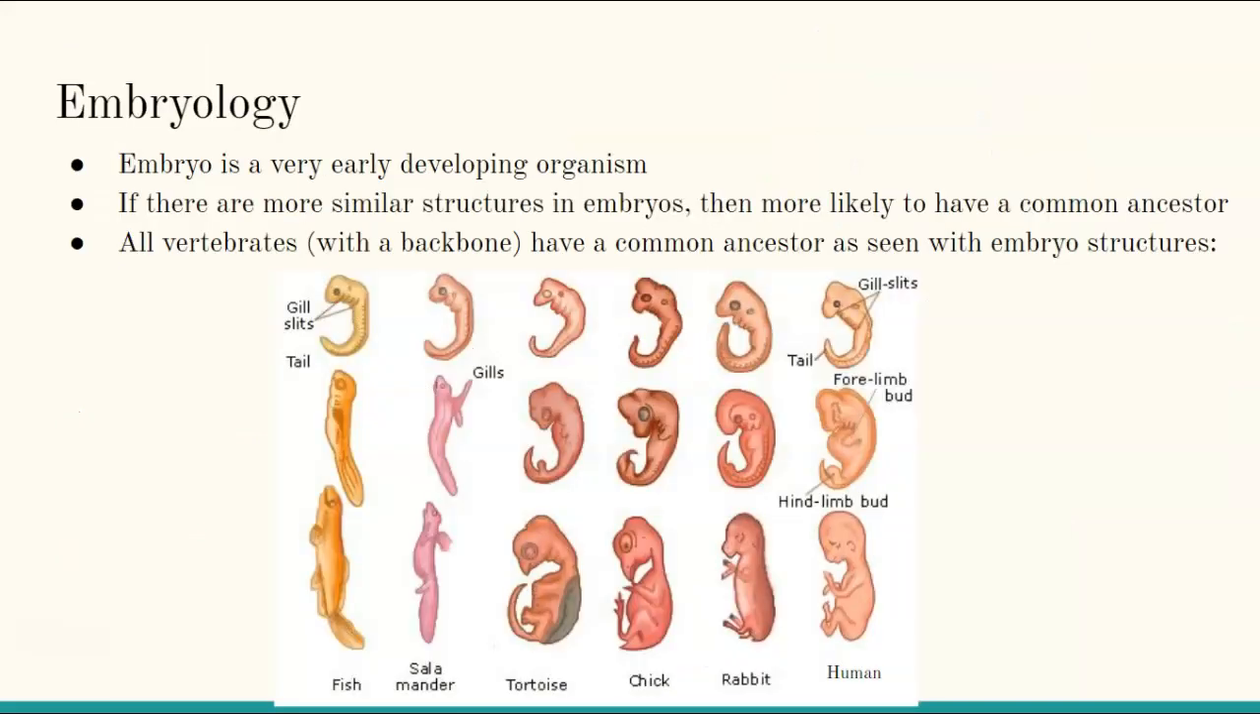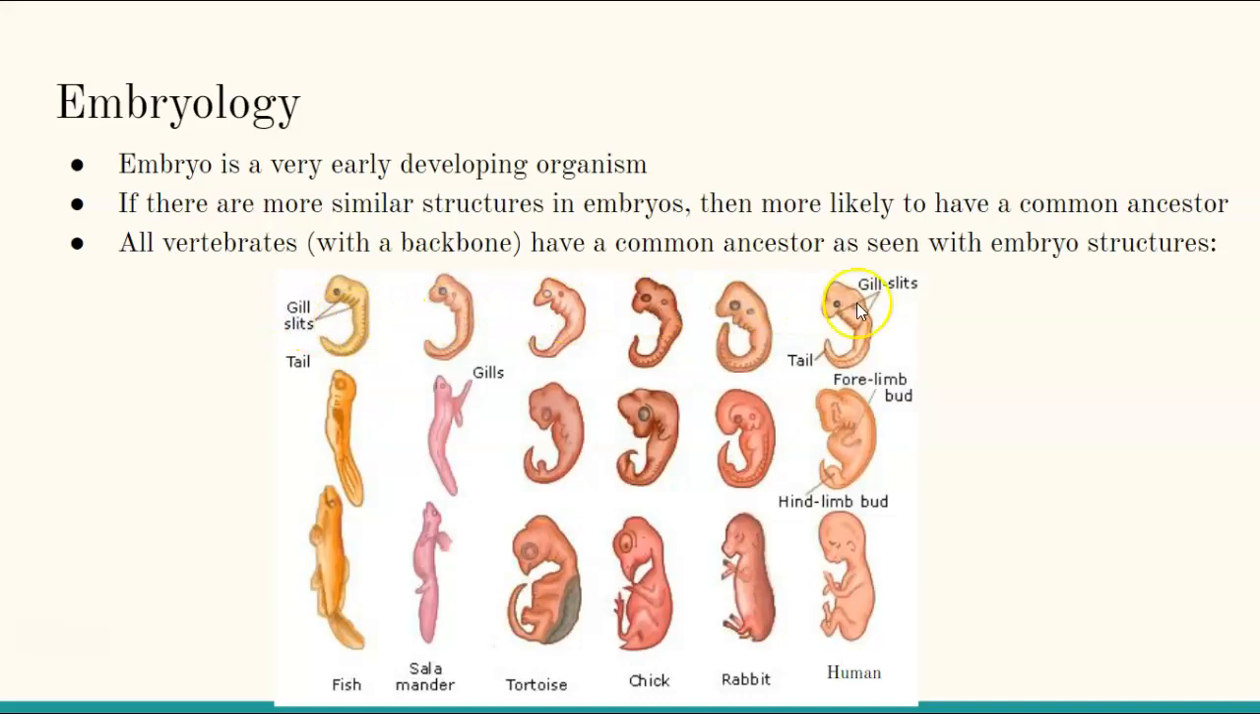All right, getting into our third point, embryology. So embryo, as we talked about earlier, is the very early developing organism. And if there are more similar structures in an embryo, then again, you're more likely to have a common ancestor. And all vertebrates, which is what this picture is showing, organisms that have a backbone, that's your vertebra, right? We're called vertebrates, have a common ancestor, and you can see that based on this chart of embryology.